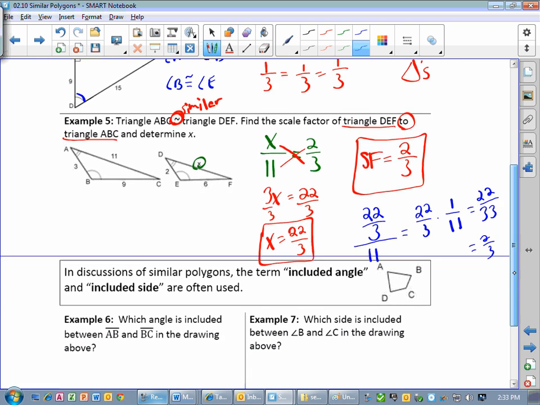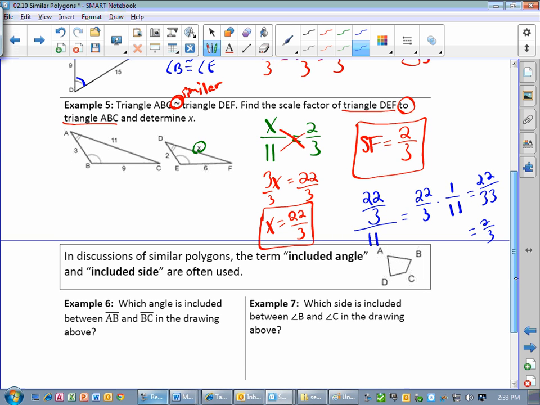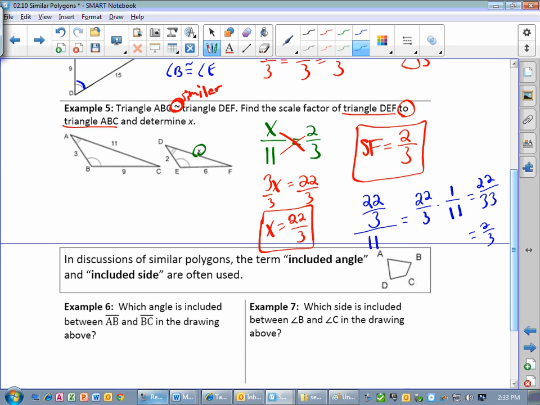So the scale factor is 2/3. Which means, in terms of size, the smaller triangle here is 2/3 of the size of the largest triangle. Because this is this side, x, 2 over 3. And so this divided by the corresponding side, that's how we get the ratio.